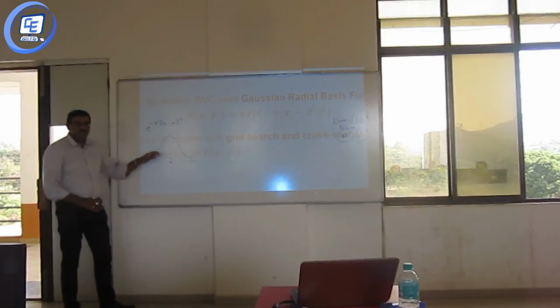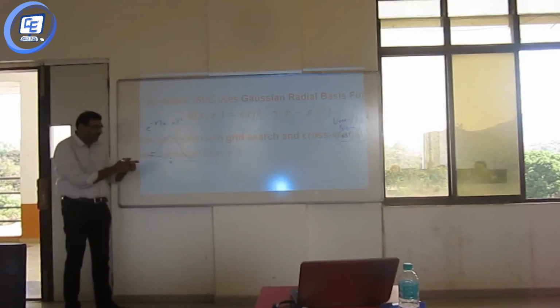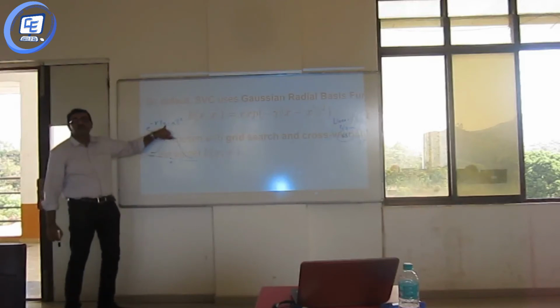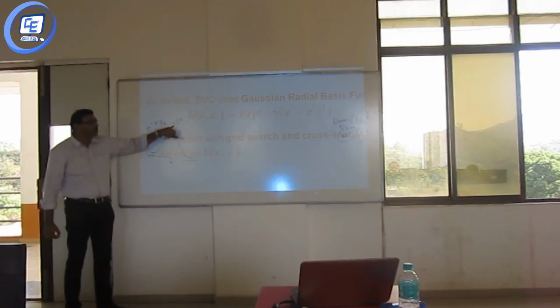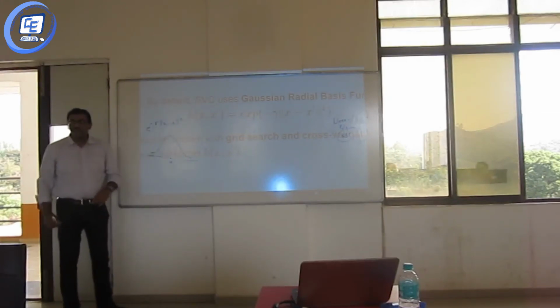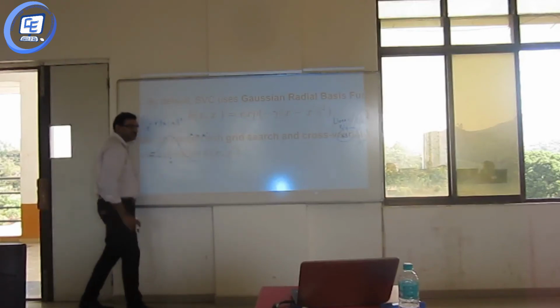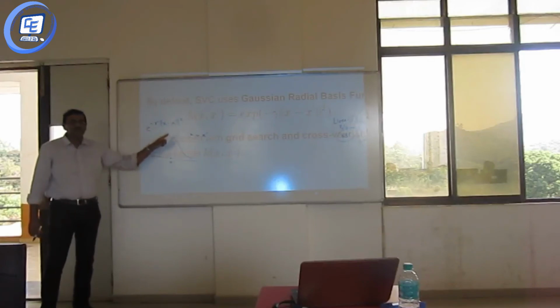Suppose this is x dash. I am just using 2D as a 1D as an example here. If x, another value, is very close to x dash, what will happen to this value? Please think and answer. If x is very close to x dash, what will happen to this?